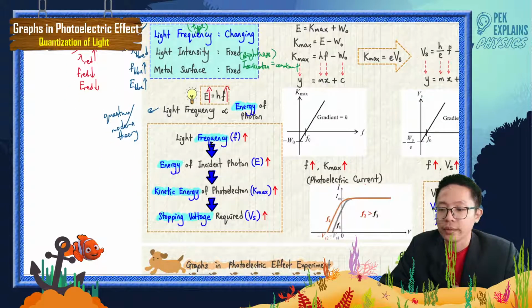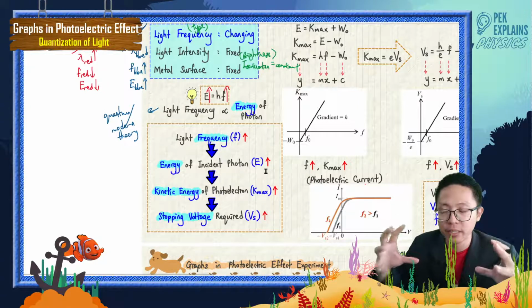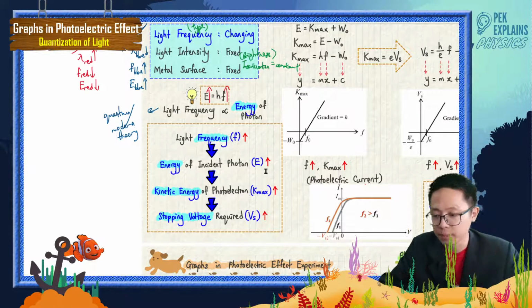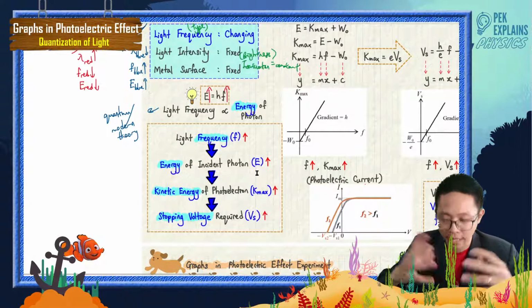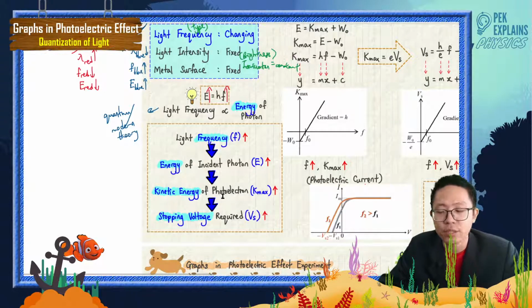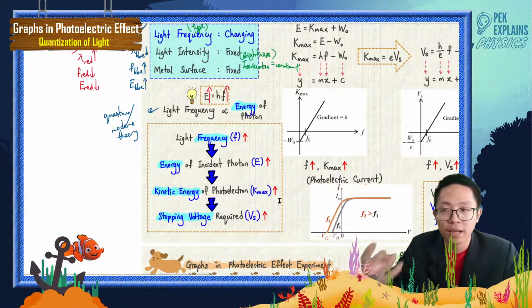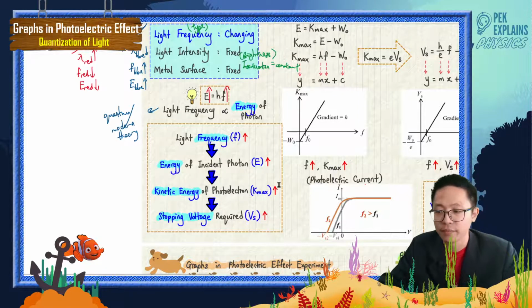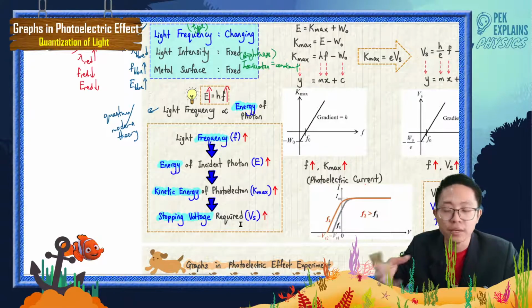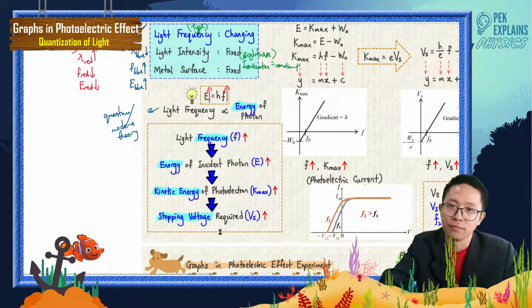So higher frequency means it's a bigger packet of energy, a bigger bundle of energy. Energy of incident photon is higher. So the kinetic energy of the photoelectron ejected will be higher. Of course, it will eject a more energetic electron. So you require a higher stopping potential to stop it.